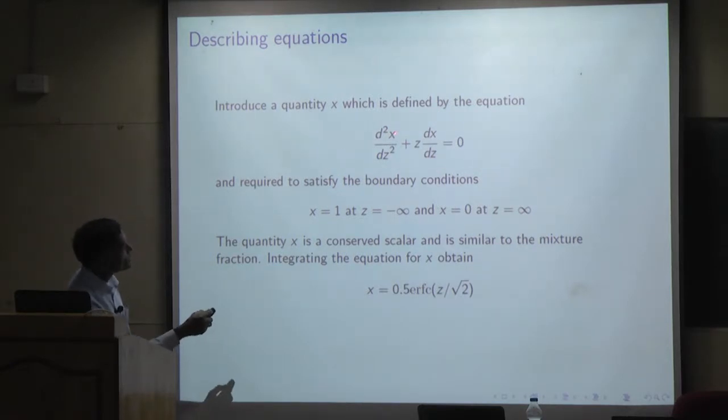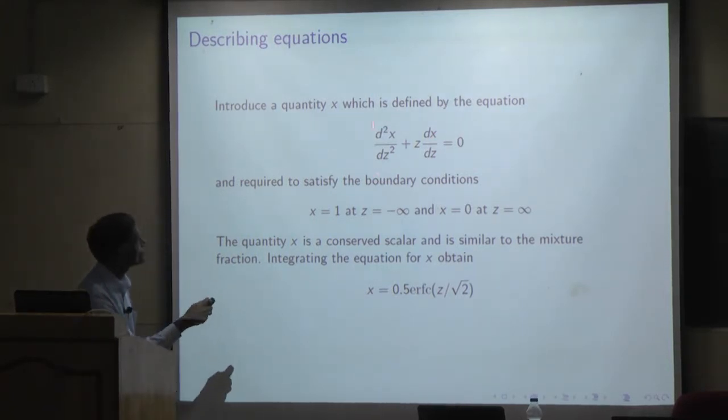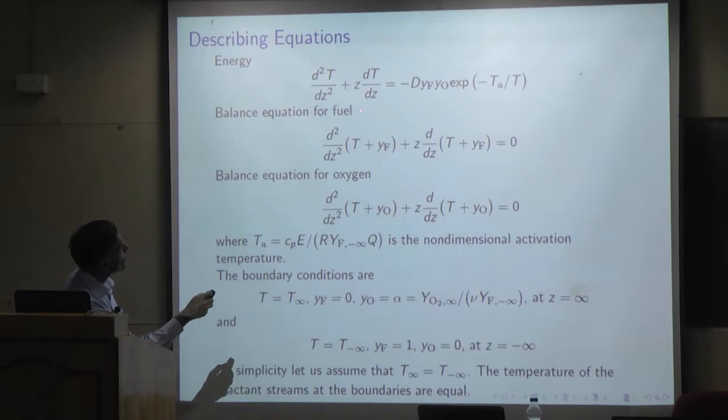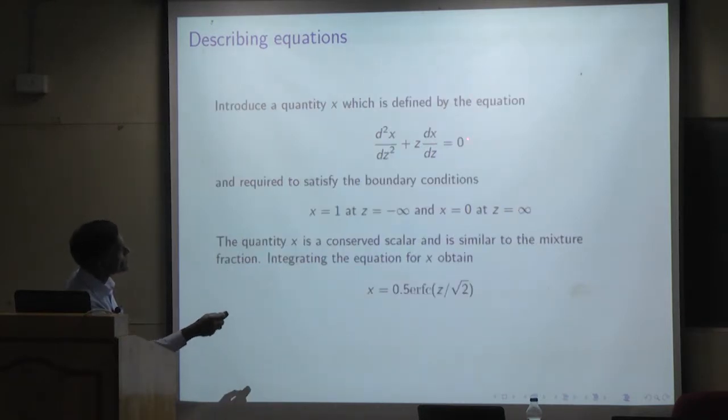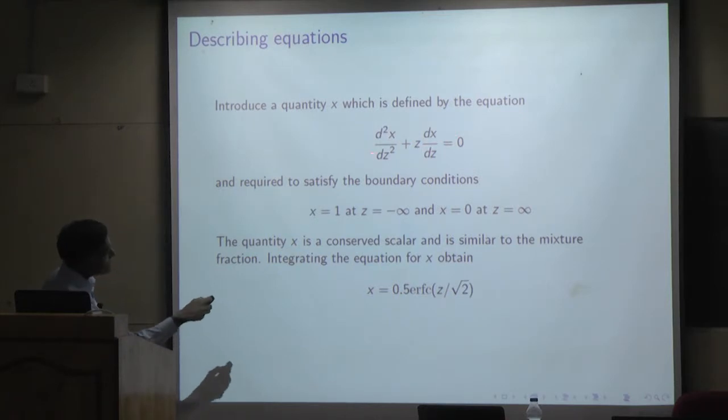Now it turns out it's convenient to define a quantity x. This is an important step here. What's done is that you define a quantity x which satisfies that particular equation. This is somewhat similar to this, and that's the definition of x. Now I'm going to say that x is the solution to that equation, such that at z equals minus infinity, x equals 1, and at z equals plus infinity, x equals 0. So I want to solve that equation subject to these two boundary conditions.